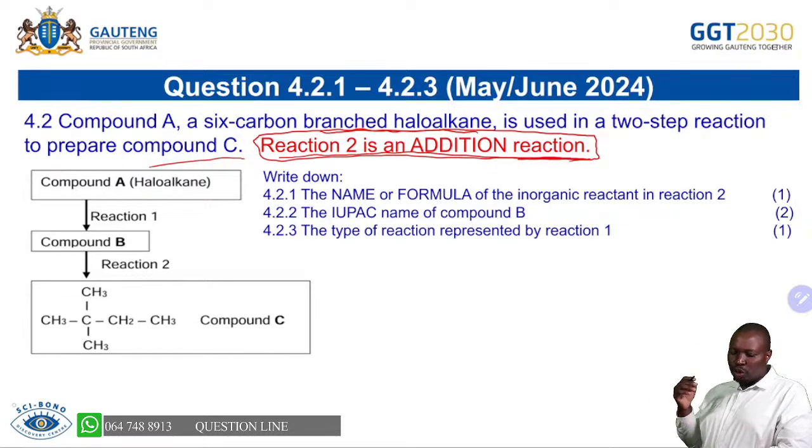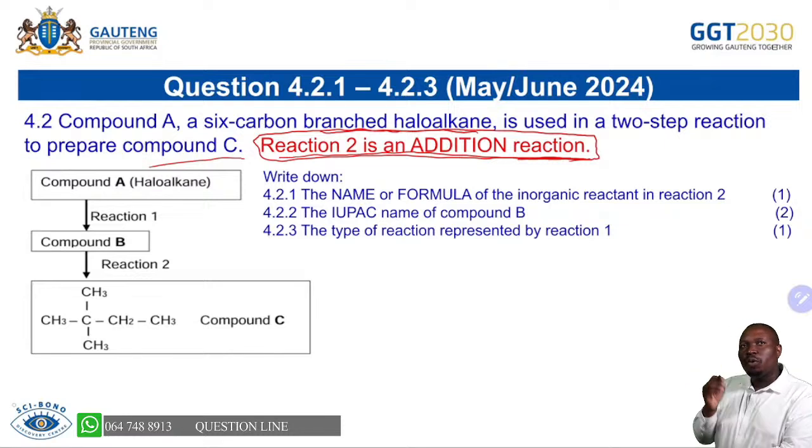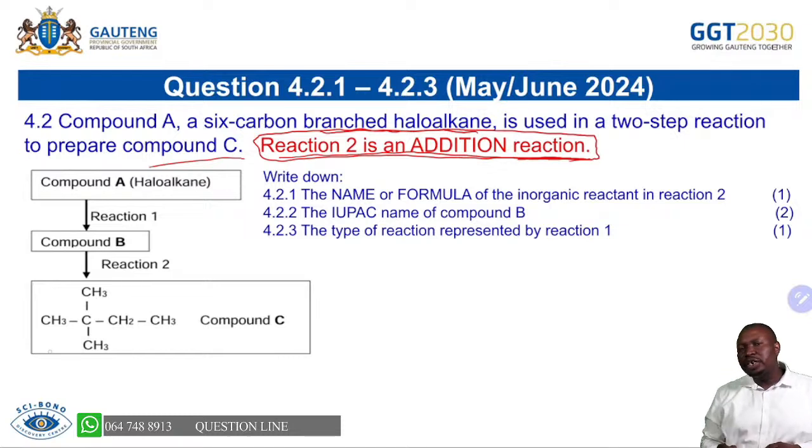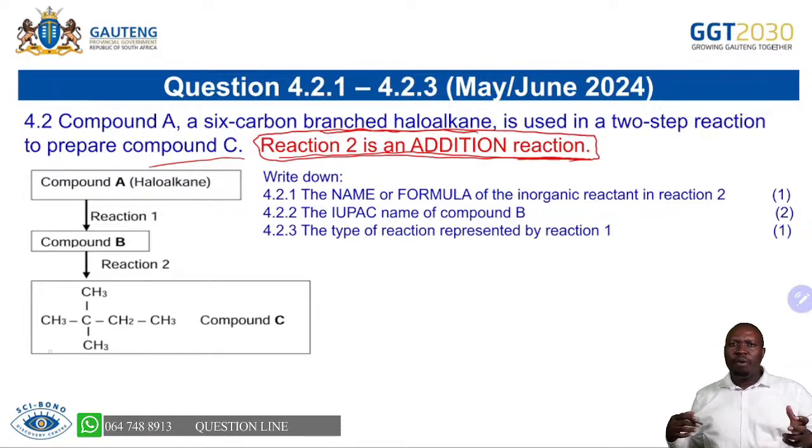Because when you say reaction 2 is an addition, the question is, what did we add in reaction 2? Because if you check here, you will see that we don't have any foreign atom, if I can use that word, we don't have any atom like chlorine, bromo, OH, and so on. We have an alkane here.